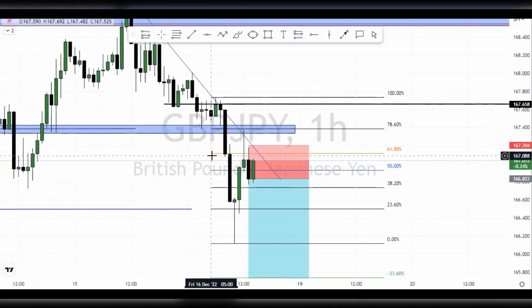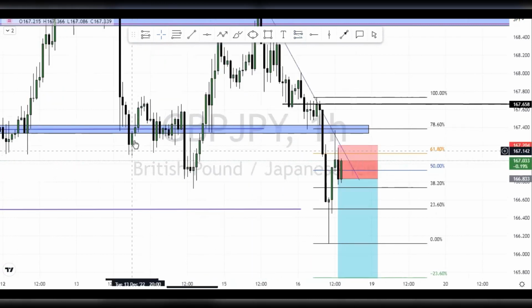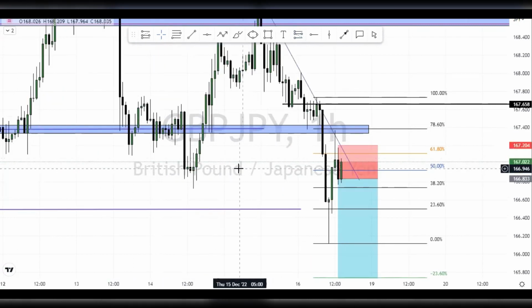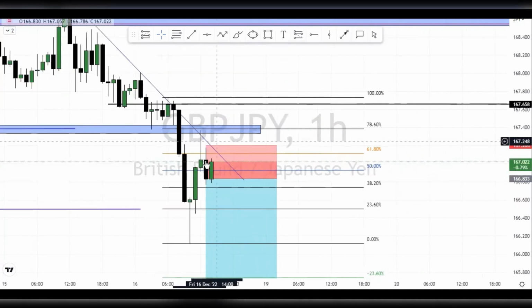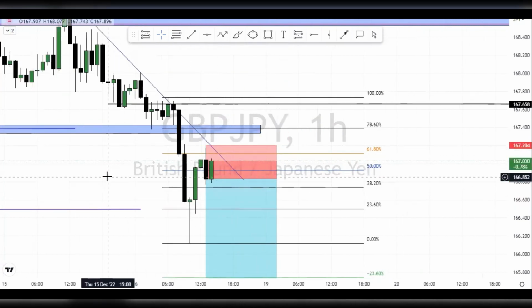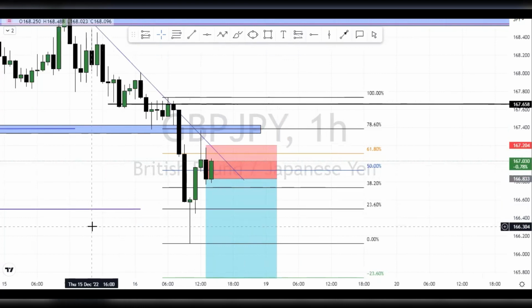But when I came back, I saw that price had already reached the level of previous support and flipped it to become resistance. For price to flip it to become resistance and give some really nice rejections to the downside, I was like, okay, it's time to go short. And that was why I went short at current market price.